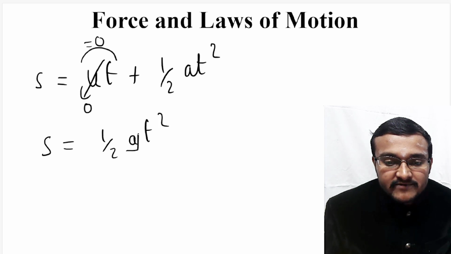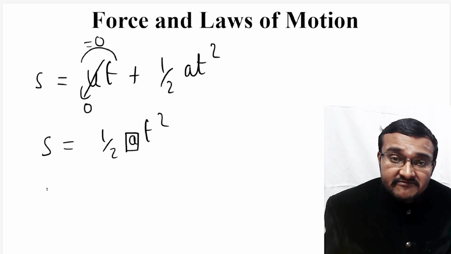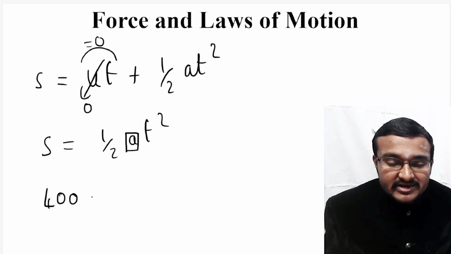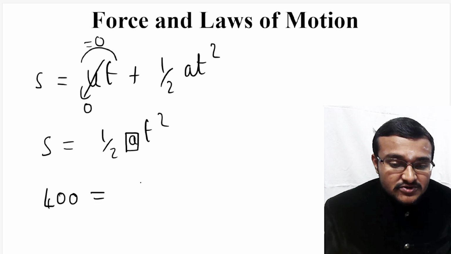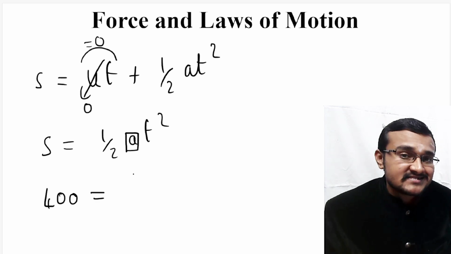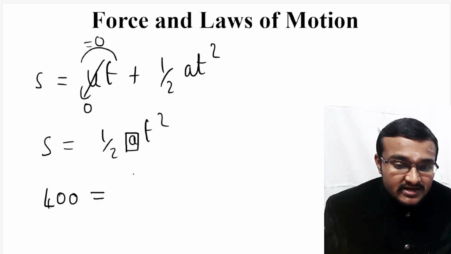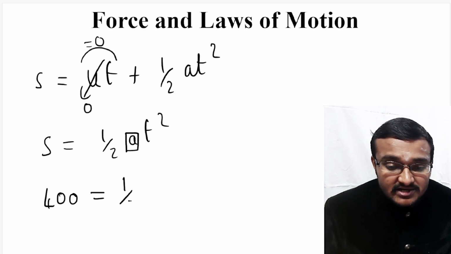Now you have to find out what the acceleration is. Here they have given distance. Distance is 400 meter. So distance is given in SI units, so directly you can substitute 400, and time is also given in seconds, that is in SI units. So here directly you can substitute this 20 seconds for the time.